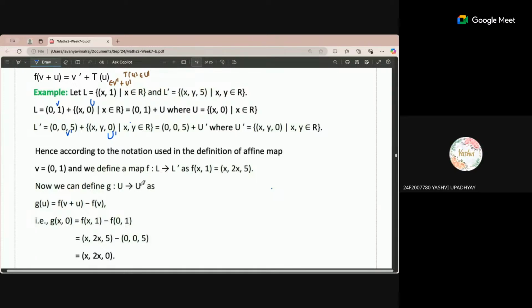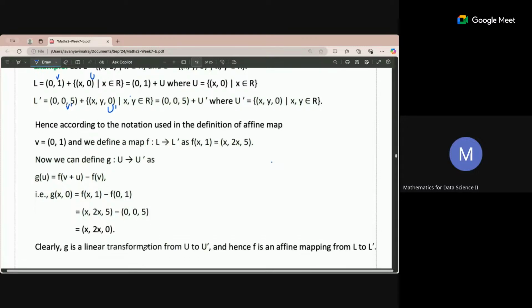Yes, ma'am. So this is defining a linear transformation, and hence this f is an affine mapping. Given an affine mapping, do you understand how we verify whether it is a linear transformation? You first should know what your G is, then check whether G is a linear transformation or not. For that, you should be able to express L and L dash as V plus U and V dash plus U dash first of all. Only then will you understand what is going on here and how to write these things.